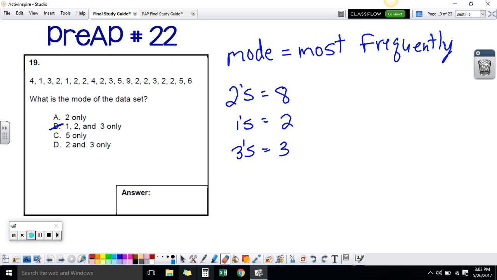Okay, letter C, 5 only. So let's count our 5's. 1, 2. Okay, definitely not it. And D is definitely not it either, because it says 2 and 3 only. 2 and 3 are not the same. 8 times does our number 2 occur. So our mode, or our number that occurs most frequently, is 2, answer choice A.